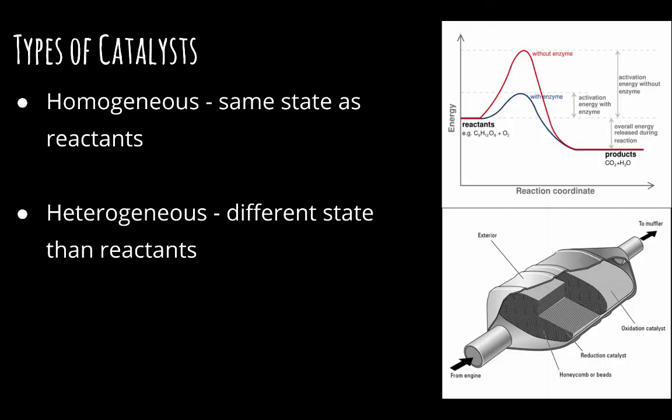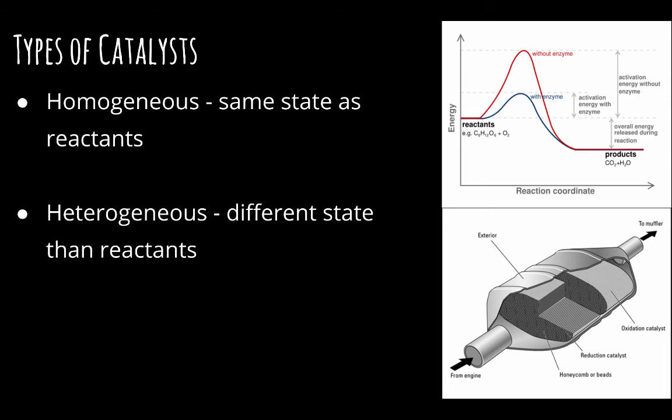You can classify catalysts in two different ways. We can call catalysts homogeneous catalysts, which means the catalyst is in the same state as the reactants. So if you have aqueous reactants, the homogeneous catalyst would also be aqueous. A heterogeneous catalyst is in a different state than the reactants. So the reactants might be gaseous, but the catalyst might be a solid, like a surface catalyst that helps those reactants have a place to react.